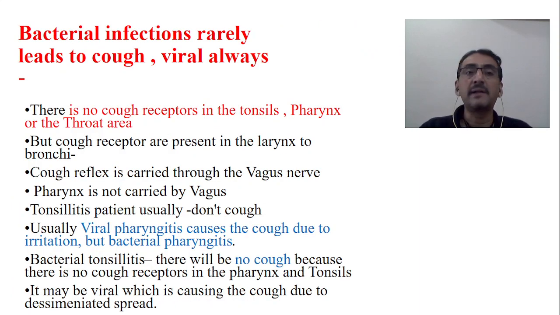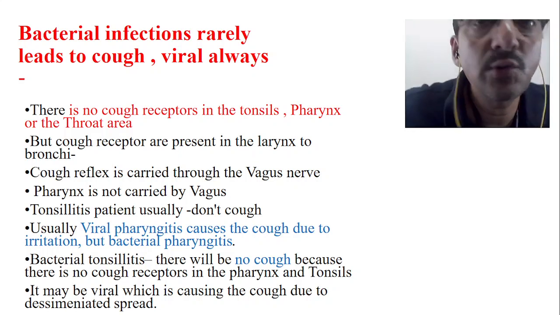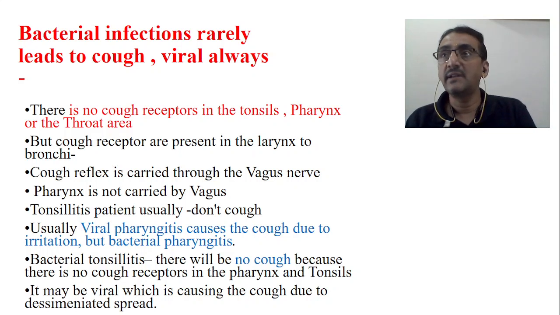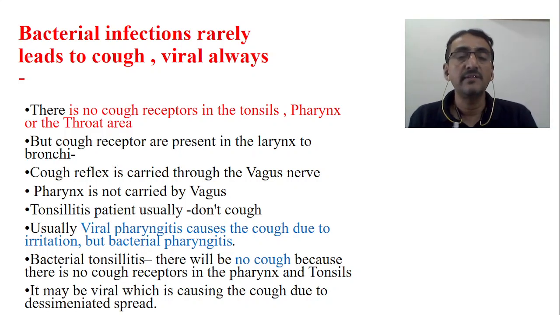Now, we know that bacterial infections very rarely lead to cough, but viral infections always lead to cough. There are no cough receptors in the tonsil, pharynx, and throat area. This we have to know. Therefore, in tonsillitis, there is only throat pain. In bacterial tonsillitis, there is only throat pain. There is no cough because in the tonsil area there are no cough receptors. In the pharynx area also there are no cough receptors.